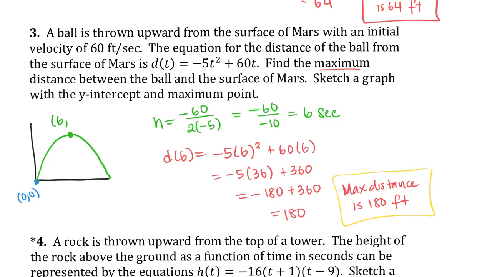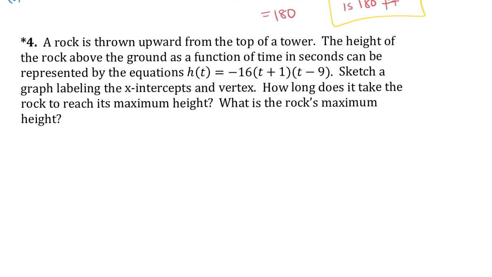Okay, and then let me label my ordered pair and let me double check that I did everything. Find the maximum distance. Got it. Sketch a graph. Got it. Y-intercept, yes. Maximum point, yes. Let's do the last one. And if you're ahead, that's okay.